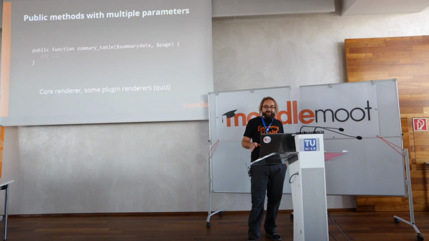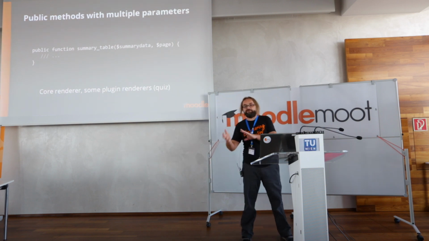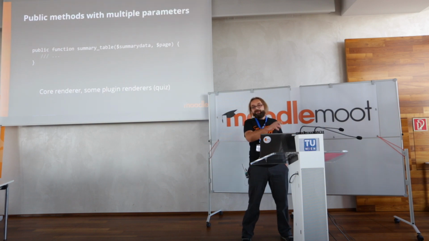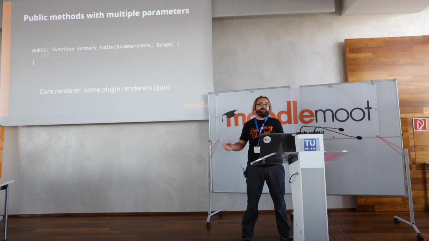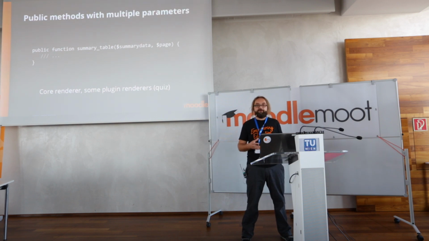The first style of organizing rendering methods in the renderer is to implement all these things as public methods with zero to multiple parameters as needed. So this is just an example of such a method. Let's say there is a public function named something like summary table that takes all the data it needs, and this public method would return the HTML representing that thing. You will see this style of organizing in, for example, this core renderer.